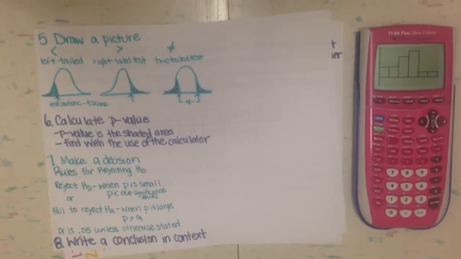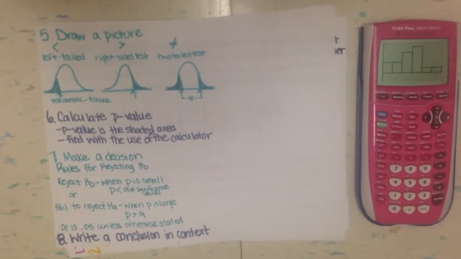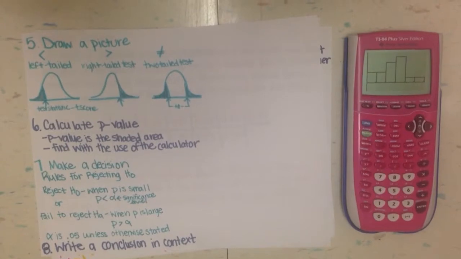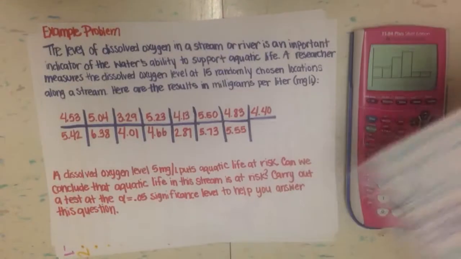On step 7, we will make a decision regarding rejecting or failing to reject the null hypothesis. And then step 8, we will write a conclusion in context. So now let's do an example problem.